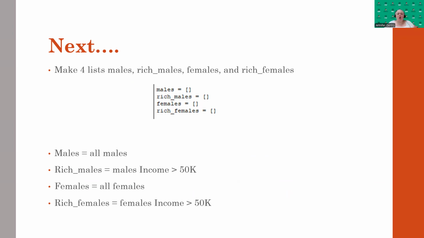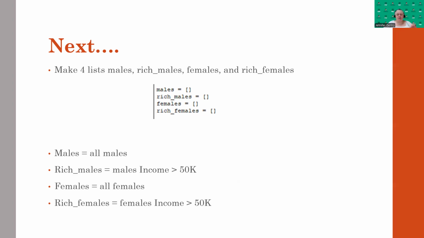So all males, so sex equals male. All females, sex equals female. Rich males is going to be sex equals male and income greater than 50K. Remember, 50K was one of those column titles, the very last one in that comma-delimited file. Rich females is going to be sex equals female and income greater than 50K.